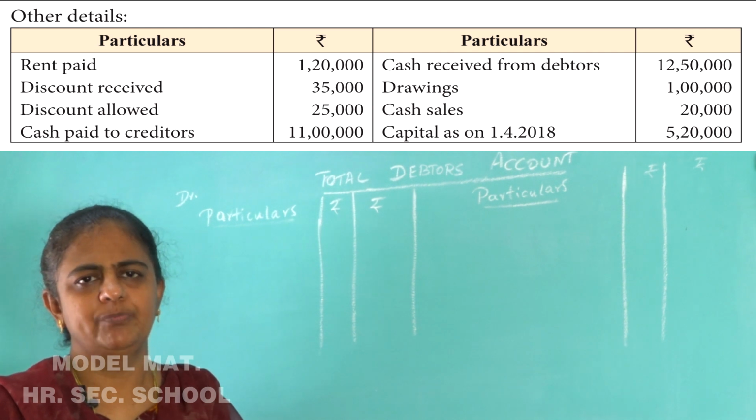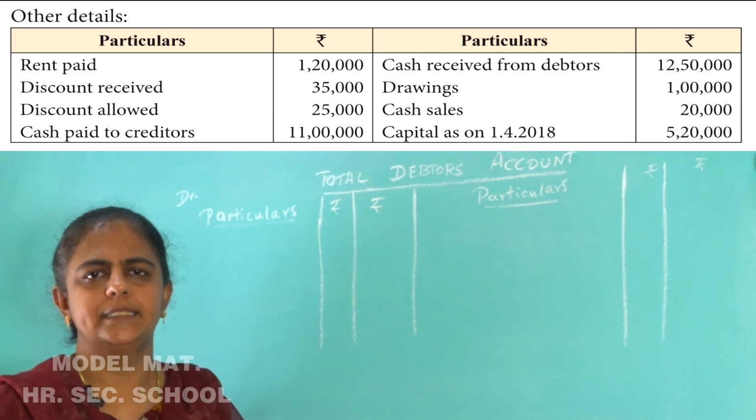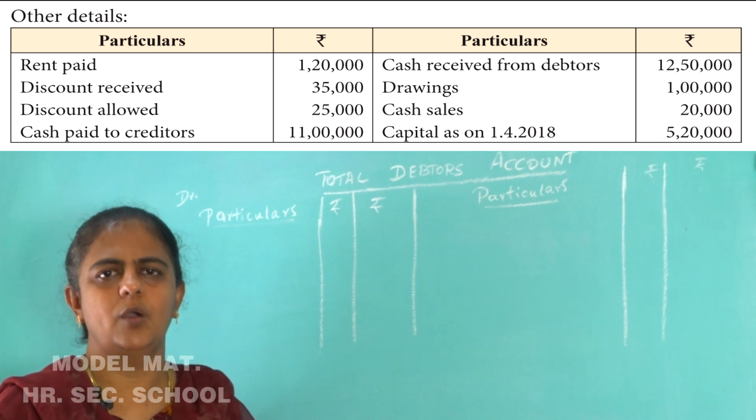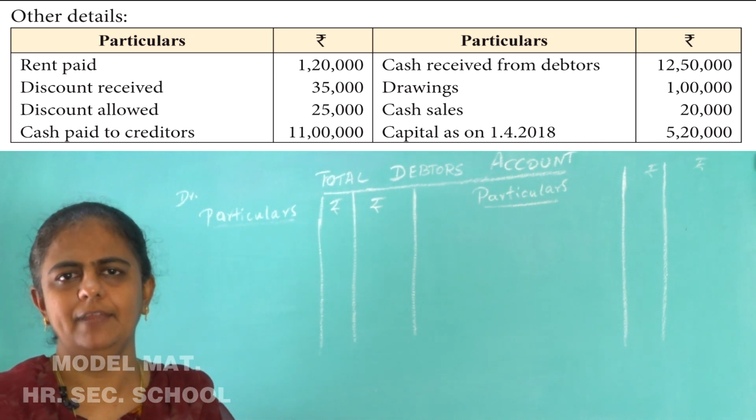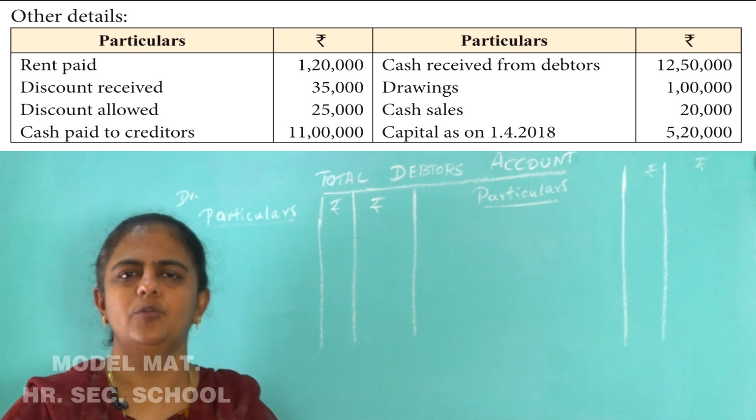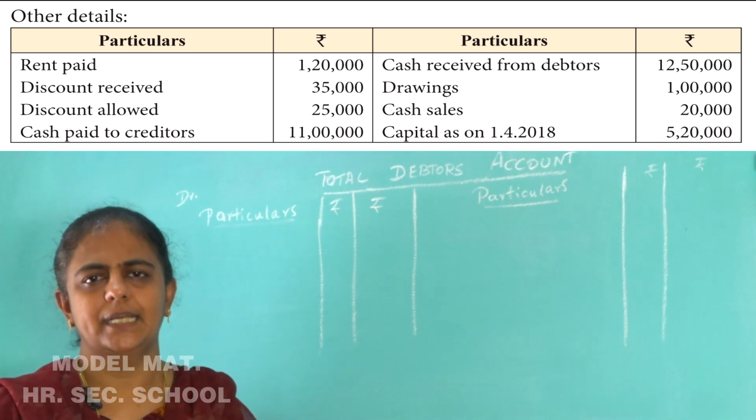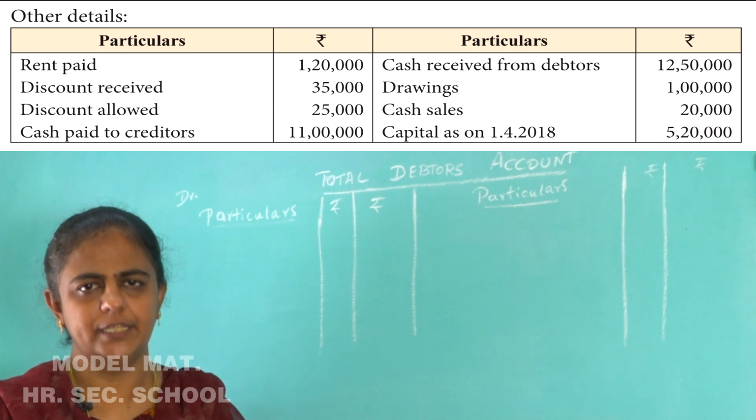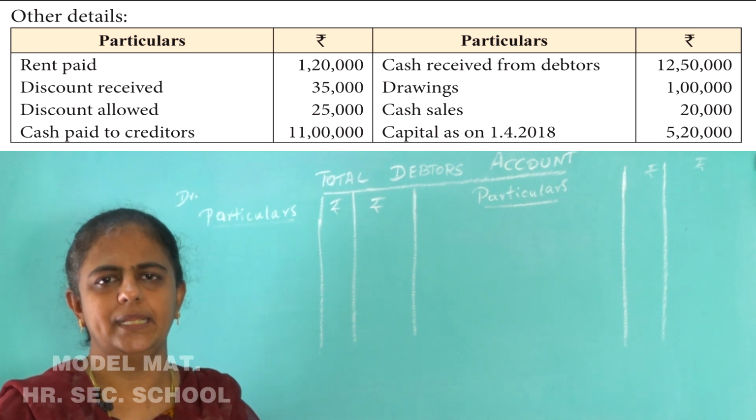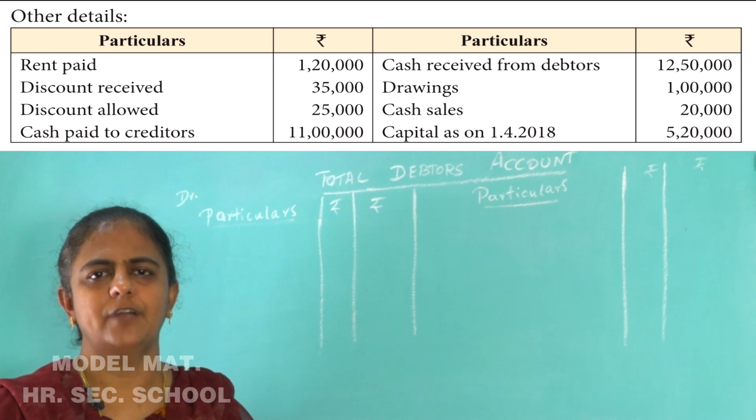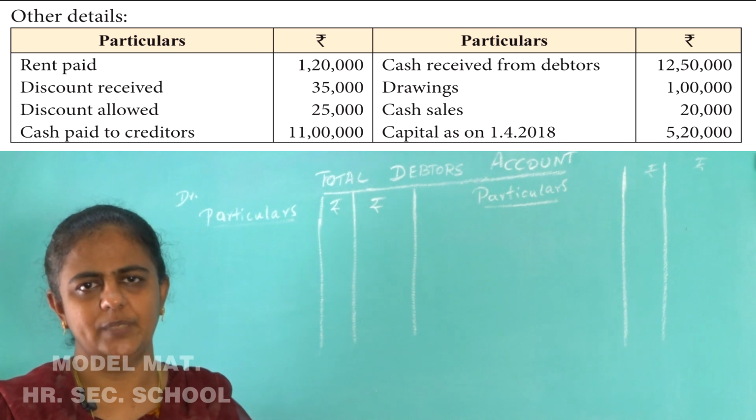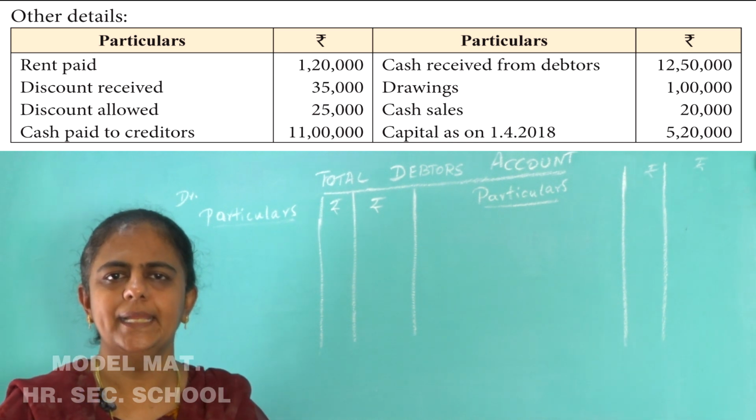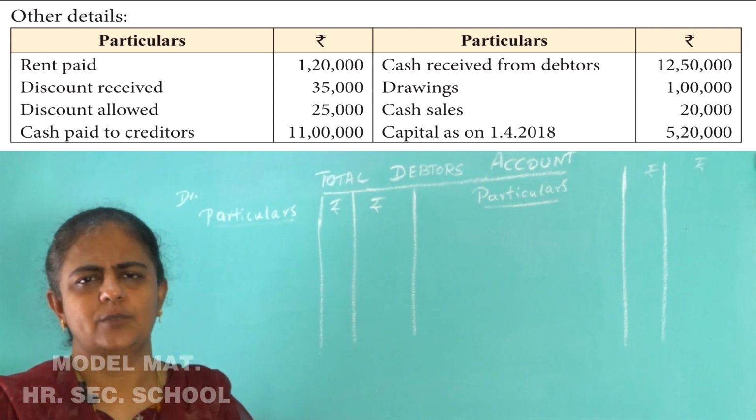So now you see children, capital as on 1/4/2018 is given as 5,20,000. That is the opening capital. The opening capital is given in the question. Suppose sometimes opening capital will not be given. If opening capital is not given, then you have to use the balances of the assets and liabilities which are given at the beginning of the year, and then you have to calculate opening capital by preparing statement of affairs. But in this question there is no need to prepare statement of affairs because the opening capital is already given there.